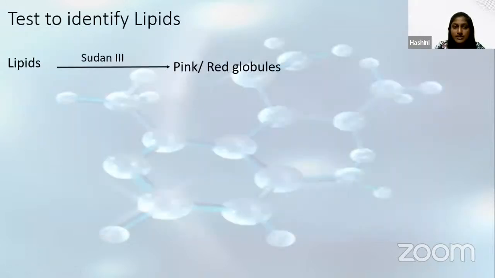Then there is a test to identify lipids. It is Sudan III. It will give pink or red globules, right?